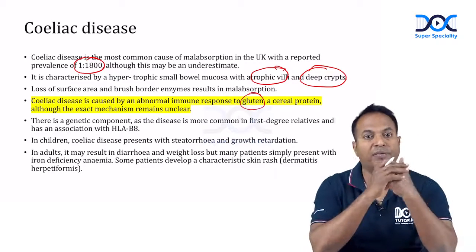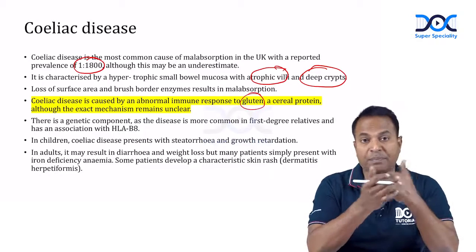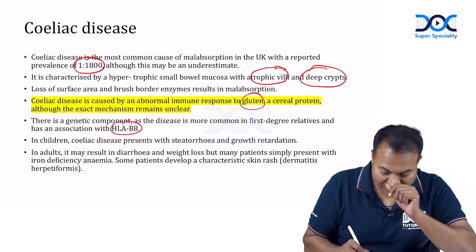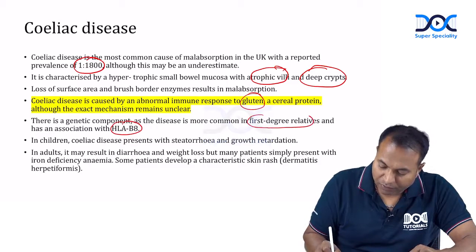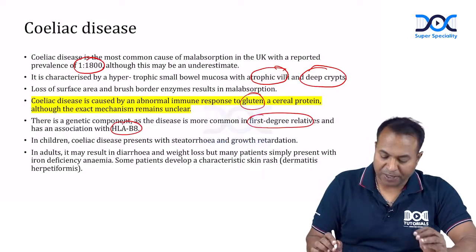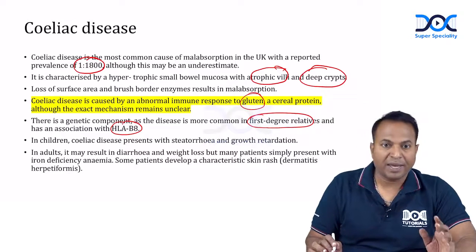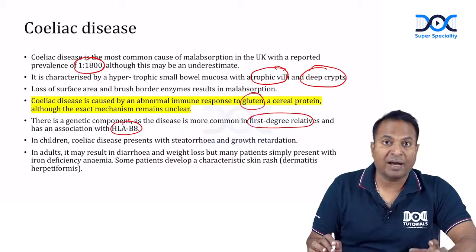Gluten is a cereal protein found in our diet. The exact mechanism remains unclear. There is a genetic component associated with HLA-B8, and it is more common in first degree relatives. In children, celiac disease presents with steatorrhea and growth retardation. In adults, it causes diarrhea and weight loss.